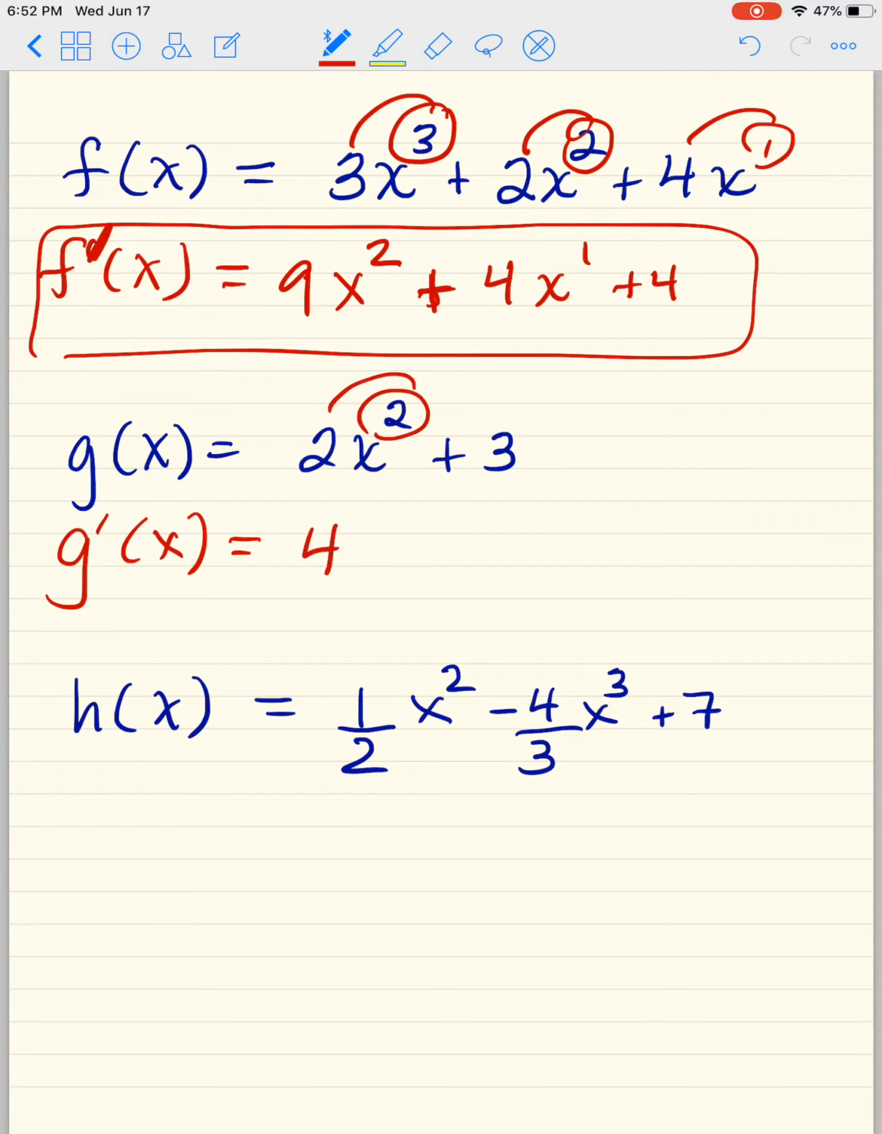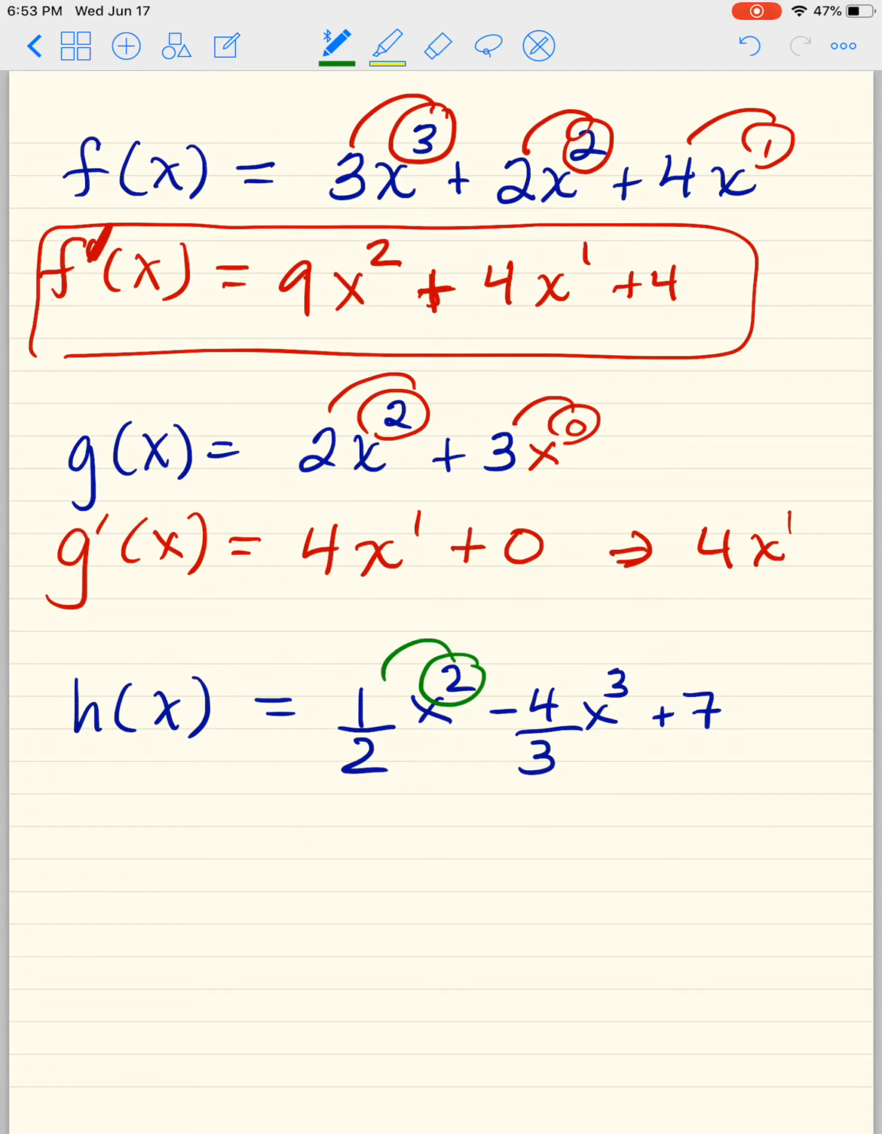Okay, 2 times 2 is 4, x to the first. What's the derivative of 3? Well, 0, right? Because this is actually 3x to the 0. 0 times 3 is 0, right? So this is actually just 4x. Please don't put plus 0. That's silly.